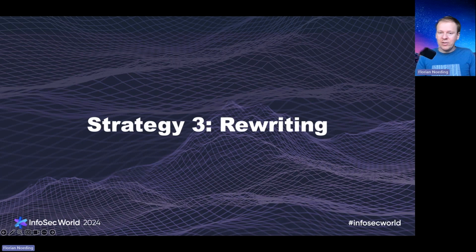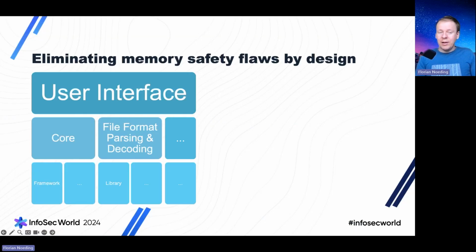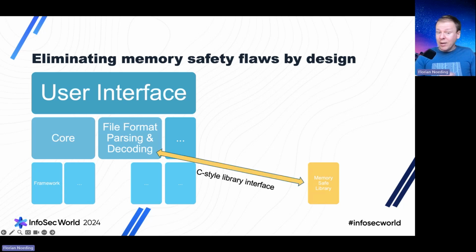And the third strategy is rewriting. You can eliminate memory safety flaws by design. Well, use a memory safe programming language, and there are a bunch of them. The basic idea is, rewrite a library and make a memory safe library out of it. Ideally with a C-style library interface so that you can call it from your C or C++ based application, or pretty much any other programming language.